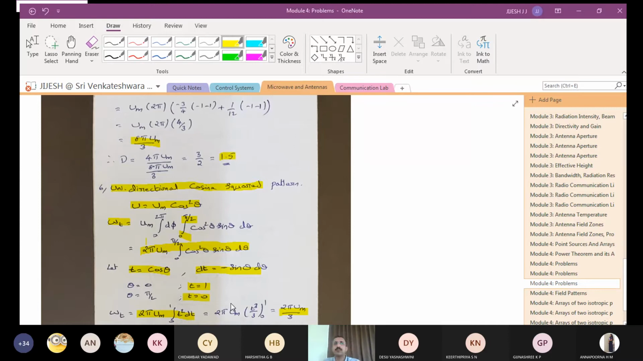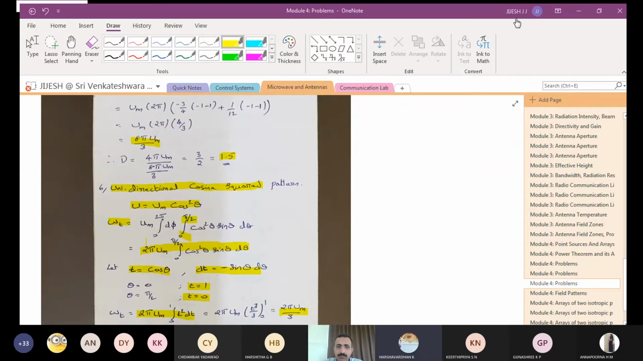So we have done unidirectional sine, unidirectional cosine, bidirectional sine, bidirectional cosine. All those things we have done. Unidirectional sine square you can do, bidirectional sine square you can do, and also unidirectional cosine square, bidirectional cosine square. So many examples can be done for finding out the directivity.